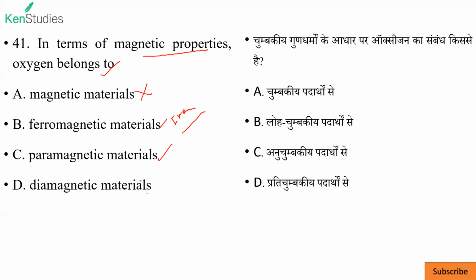So the difference between diamagnetic and paramagnetic: in diamagnetic, once you bring in a magnetic field, they are magnetized. But in paramagnetic, you have to apply magnetic force. So C is the correct answer.